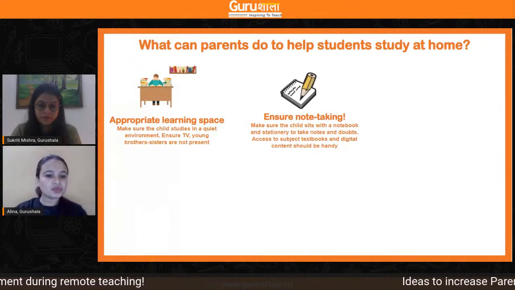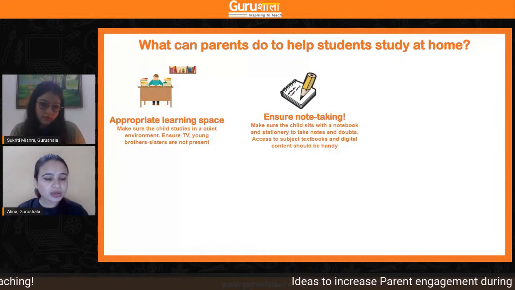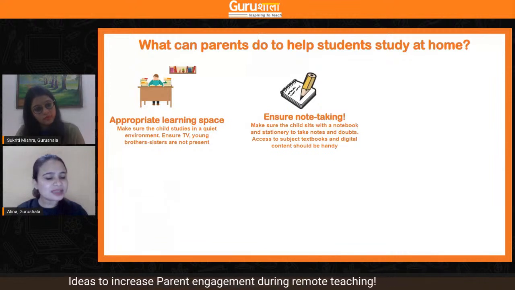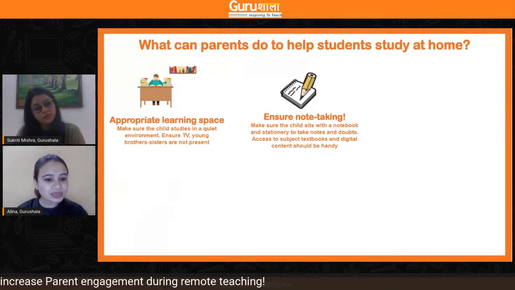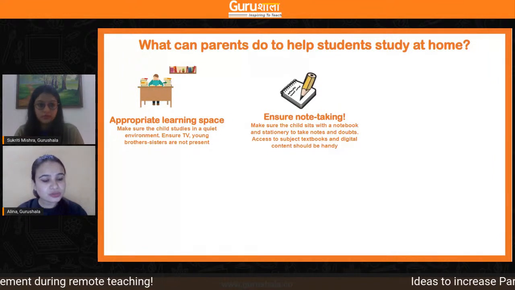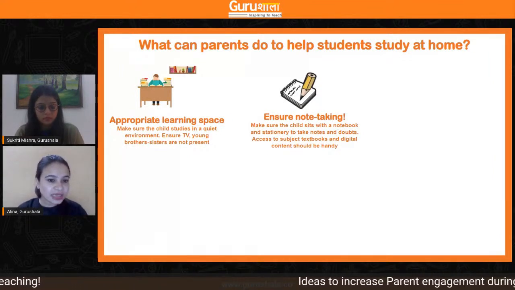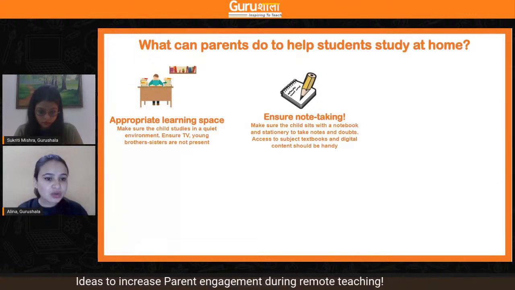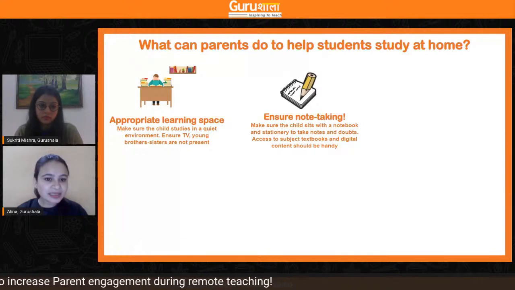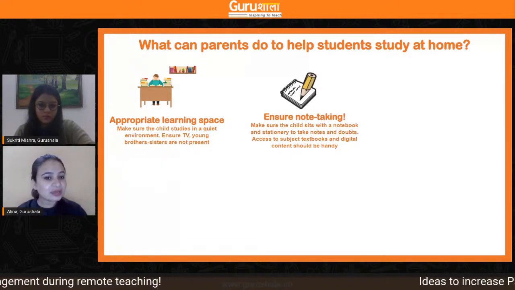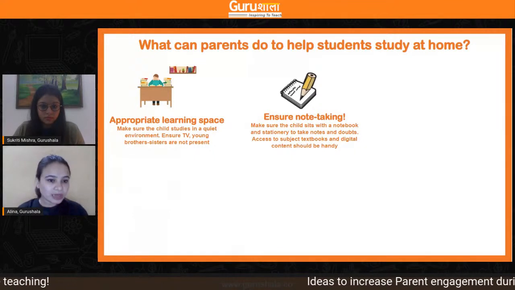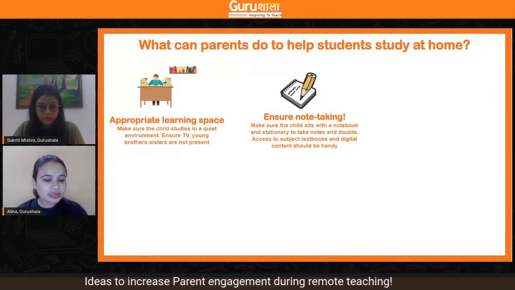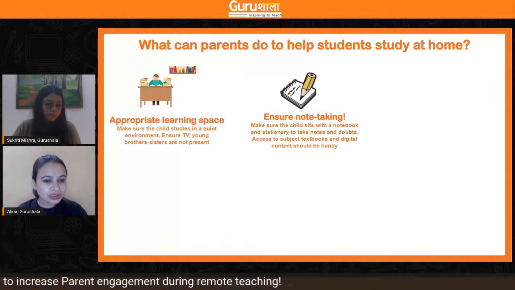Moving ahead, another crucial element here is to ensure that the students are taking notes during their classes and while self studying as well. As we know, notes have always been helpful, not only to summarize what we have studied, but also they help a lot in the whole process of revision. So parents can keep emphasizing on this element. They can make sure that before attending the online class, the student has a notebook and a pen available with him or her, so that he can take down the notes during the online classes.